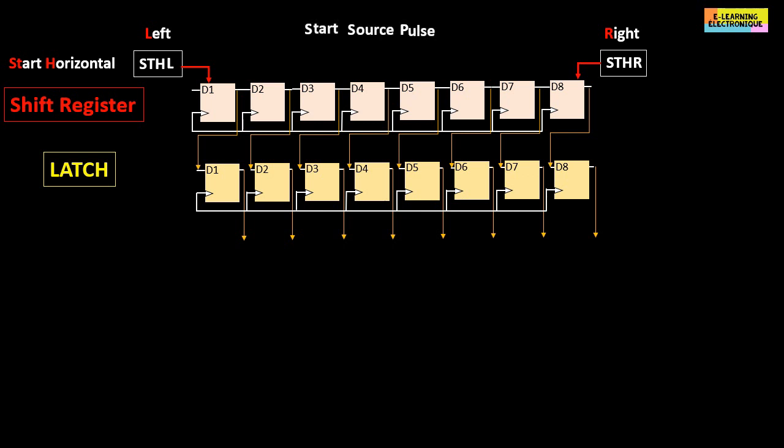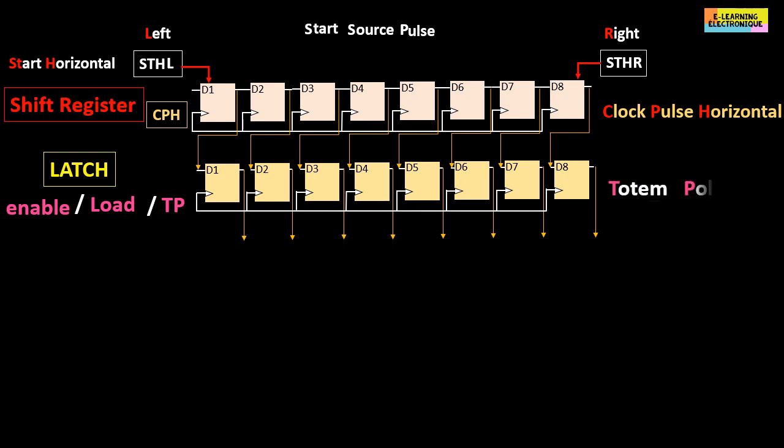For information, we can find on the datasheet instead of STH, the label SSP, which is an abbreviation of start source pulse. It is the same signal of beginning of horizontal scanning. CPH is the shift register clock signal. CPH is an abbreviation of clock pulse horizontal. For the latch, the signal has various names. We can find enable, load, or TP.